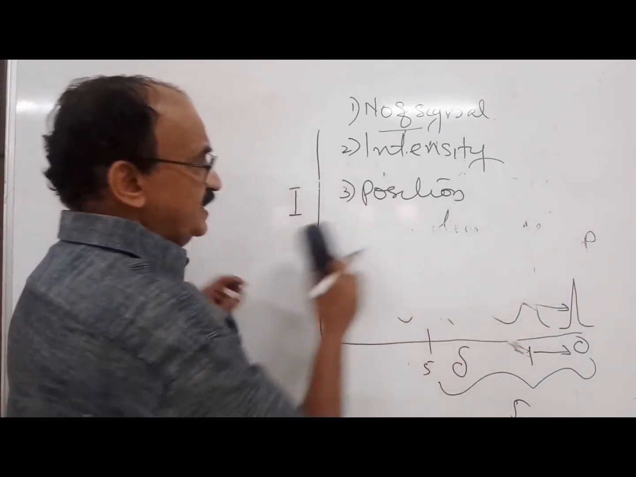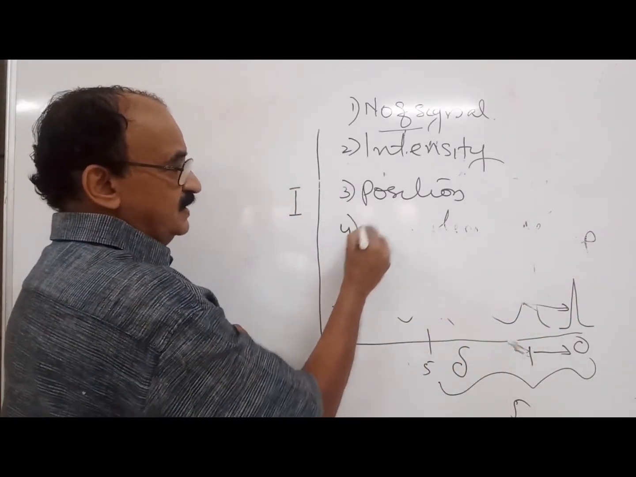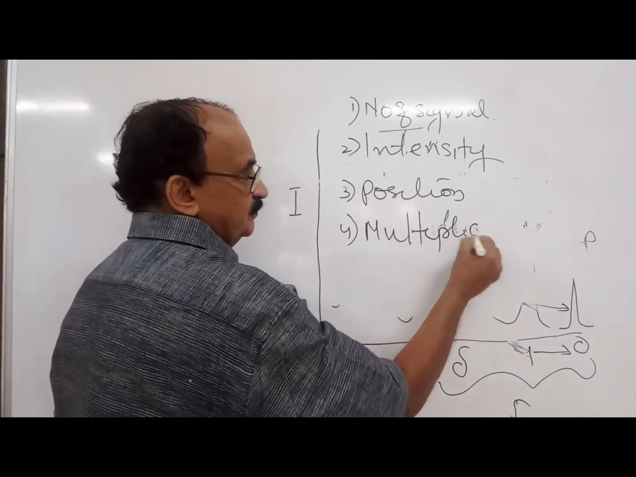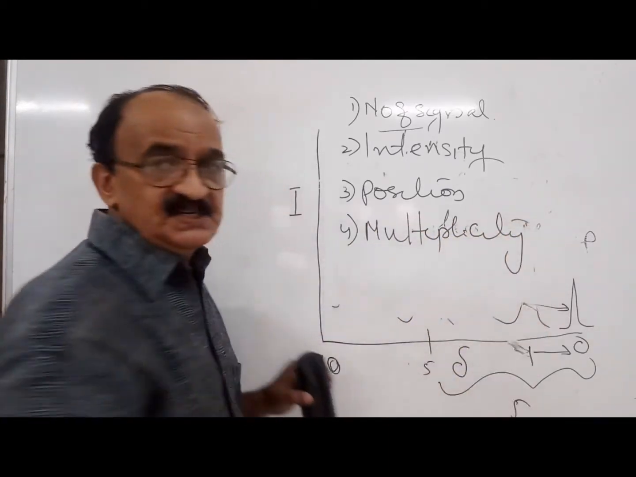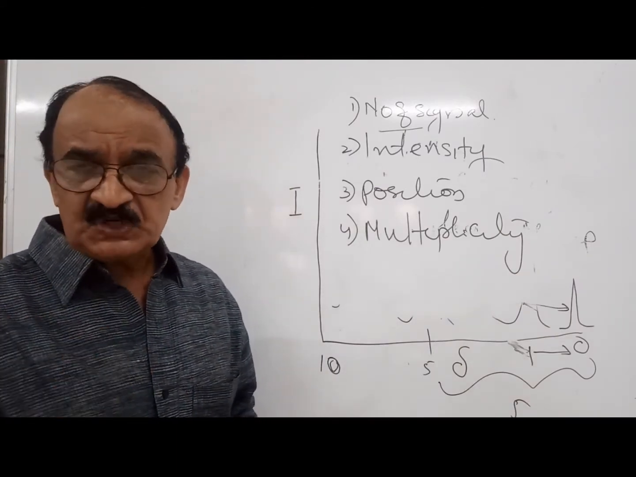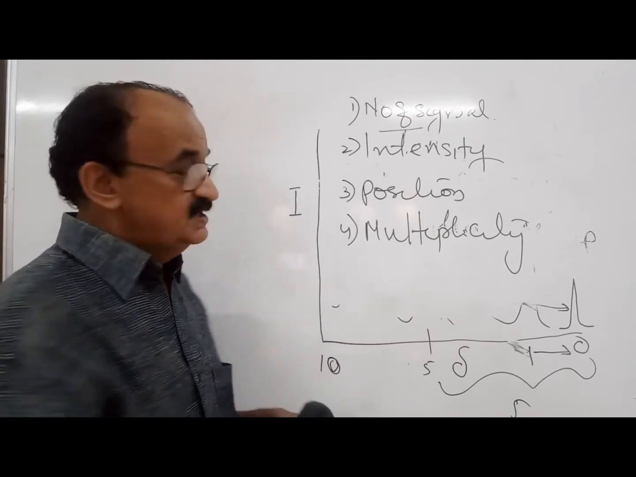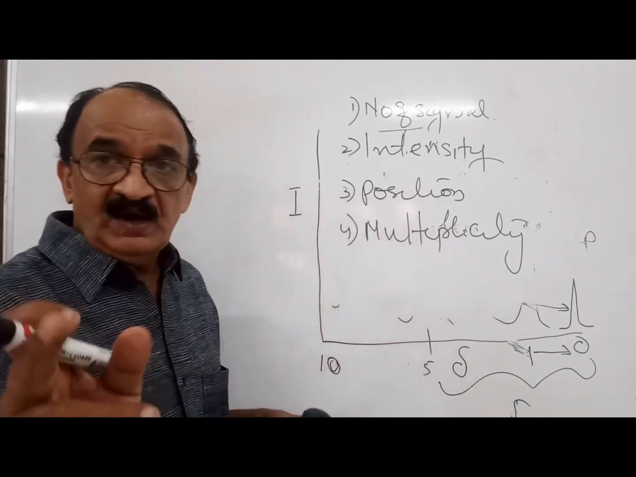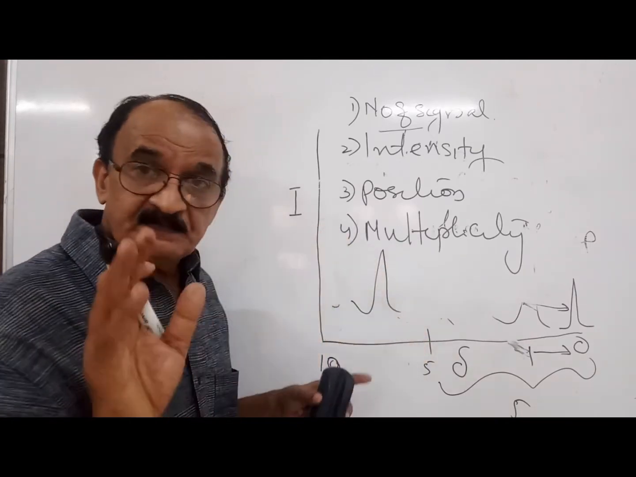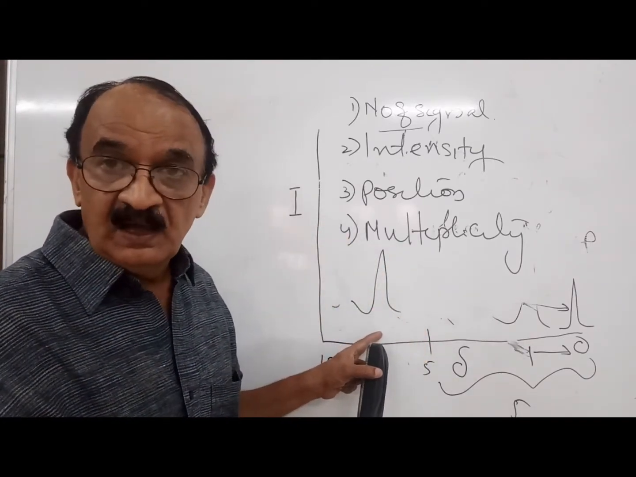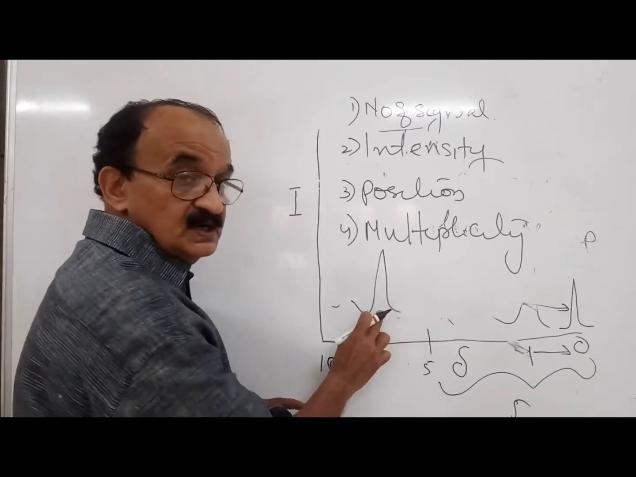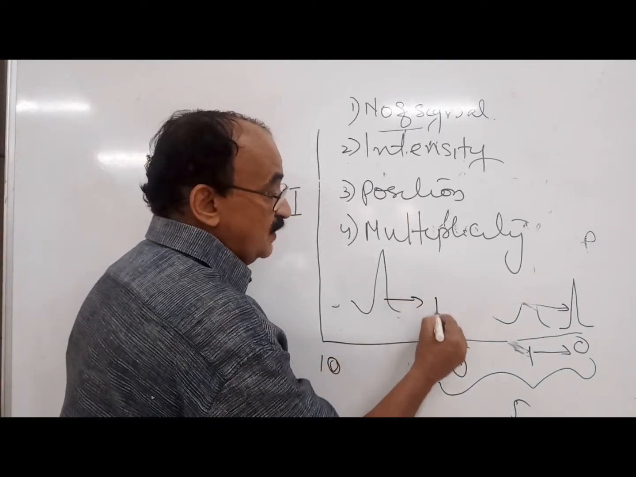And the fourth point is the multiplicity. What is multiplicity? Subdivision of the signal into multiplet. And the multiplicity depends on what? Multiplicity of a signal: how many sub-signals are possible for this signal, and how will it be split further under high resolution? That depends on what? The number of neighboring protons.